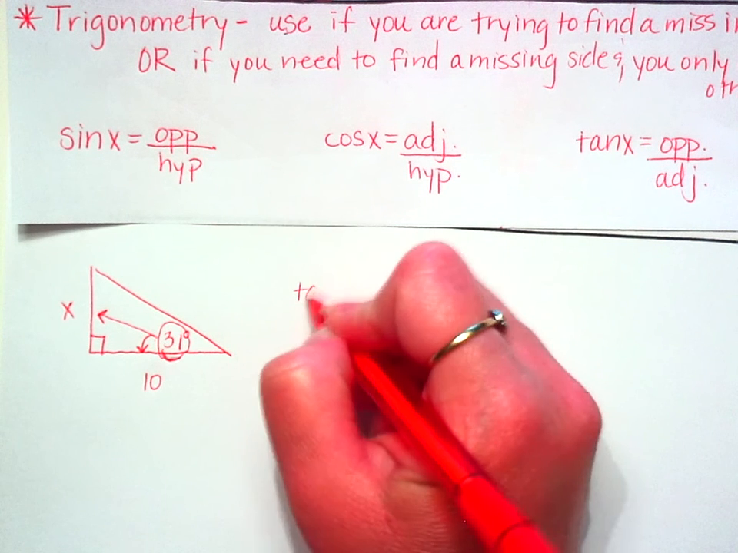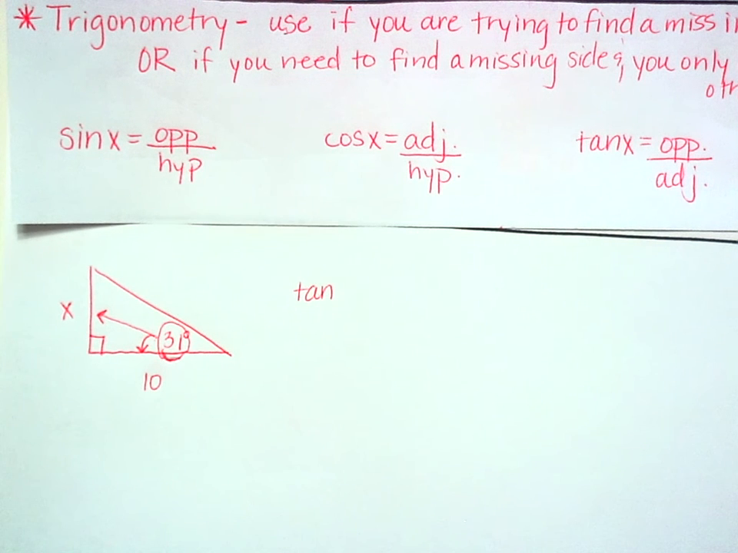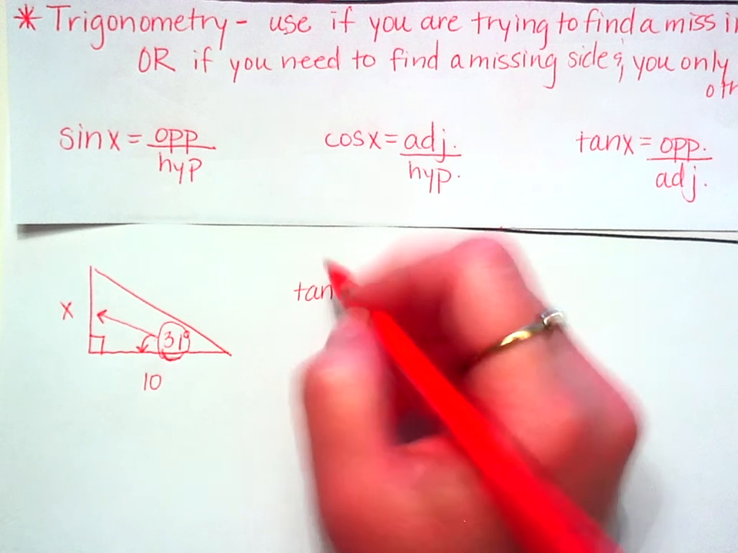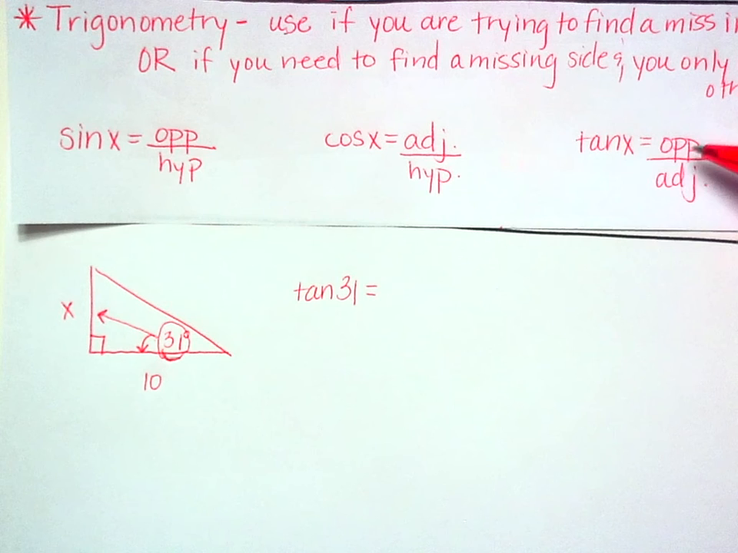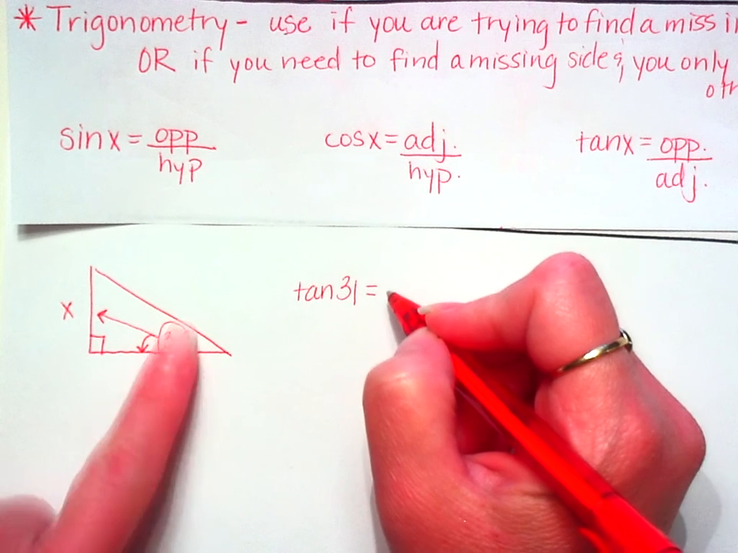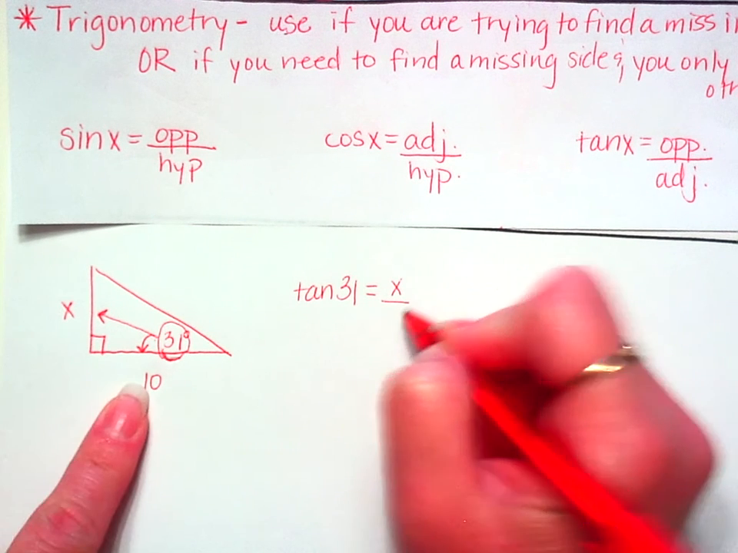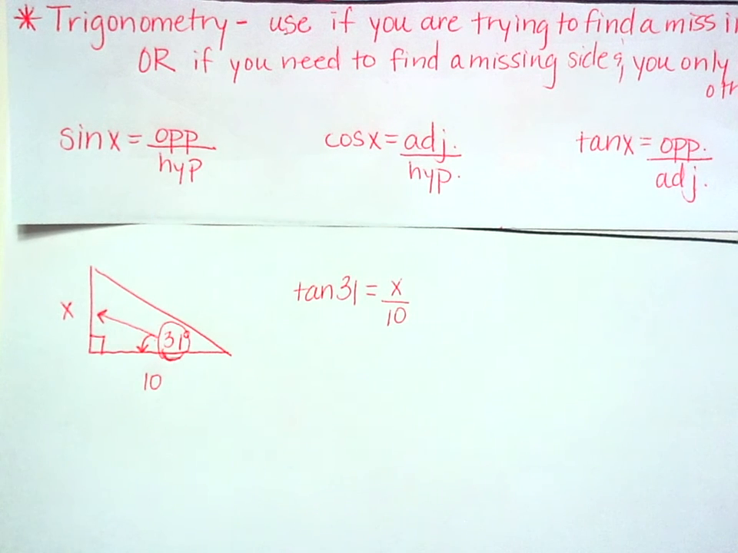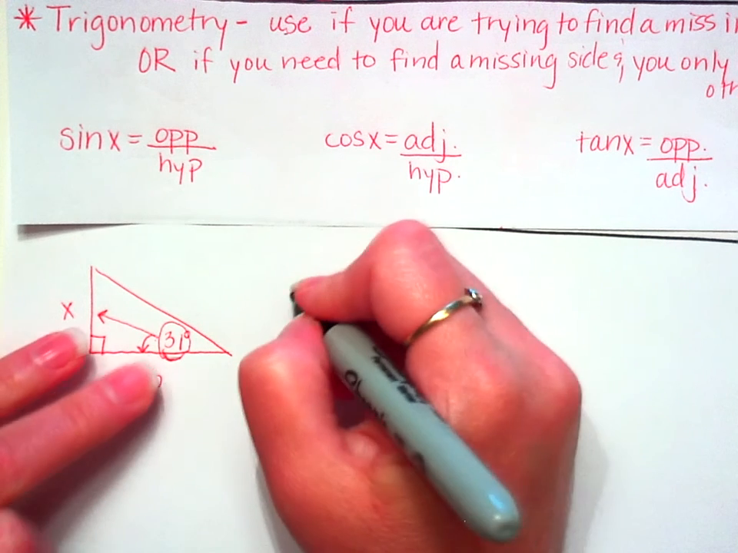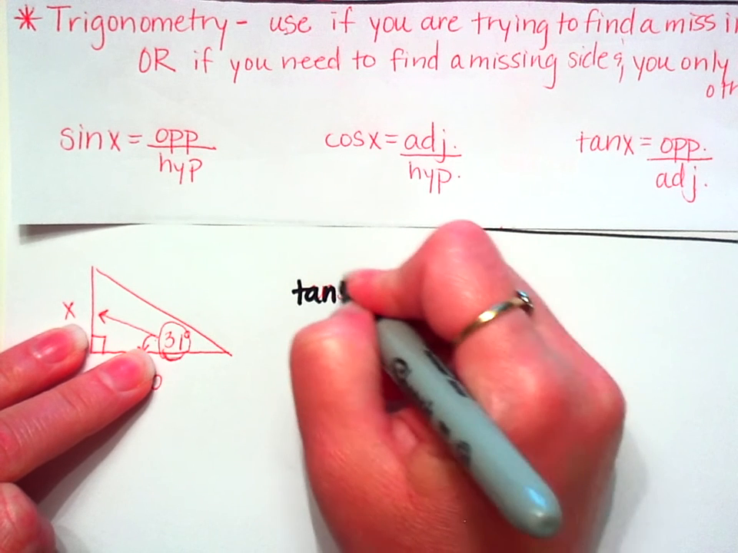So I'm going to write down tangent, and you always put the angle next to it. So you're going to put 31 next to it. And then you're going to do opposite over adjacent. So opposite is x, adjacent is 10. Okay, I'm going to darken that in. This is our original equation.